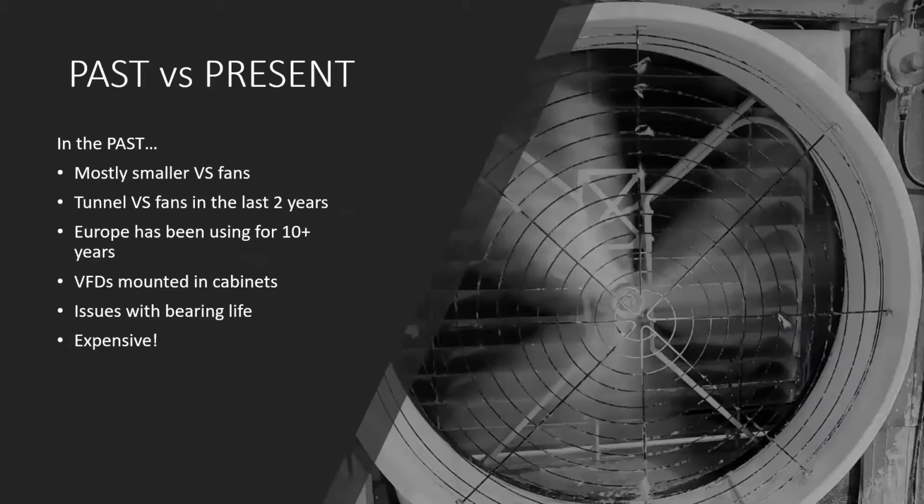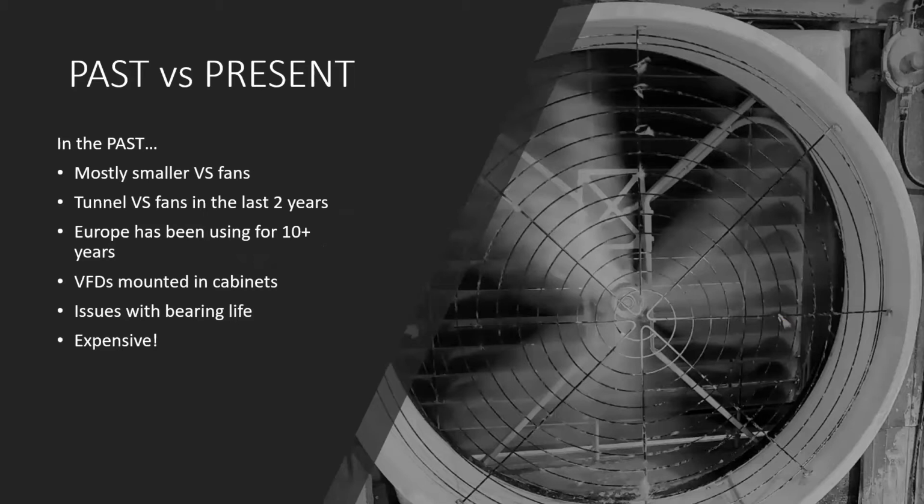Variable speed ventilation first hit the poultry industry about 5 to 6 years ago. When this first was introduced, it was mainly your smaller minimum ventilation fans that were used for variable speed. That's typically your 36-inch and 24-inch fans.